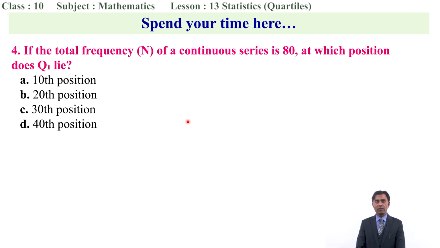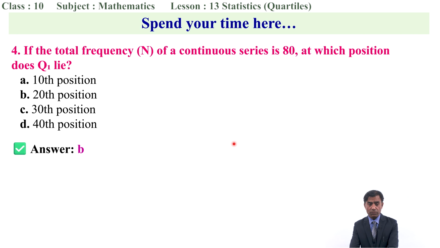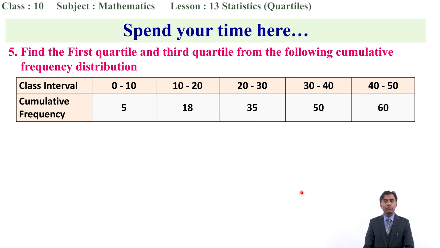Similarly, number 4: if the total frequency n of the continuous series is 80, at which position does Q1 lie? 10th position, 20th position, 30th position, 40th position. So how to find it? 80 divided by 4, this is how much? 20, the 20th position. So option B is the right answer. In question number 5, for a continuous series, how to find the first quartile and third quartile? That's your work. You will do it and show it to your teacher.